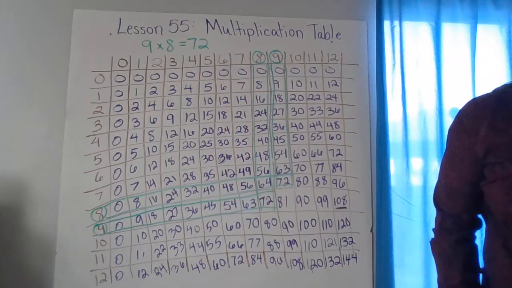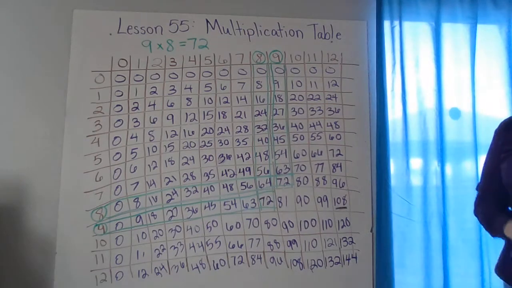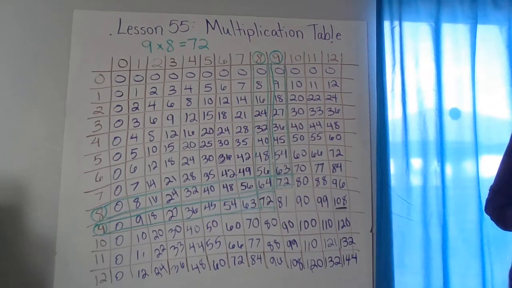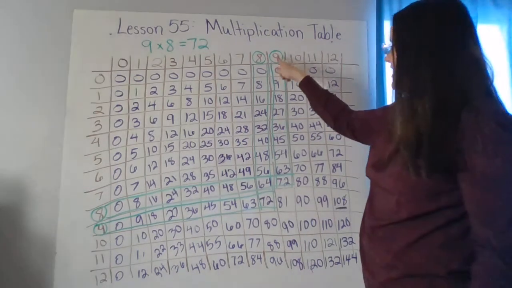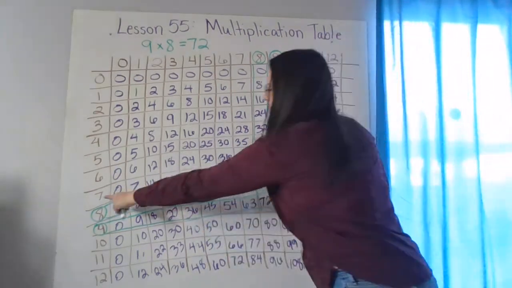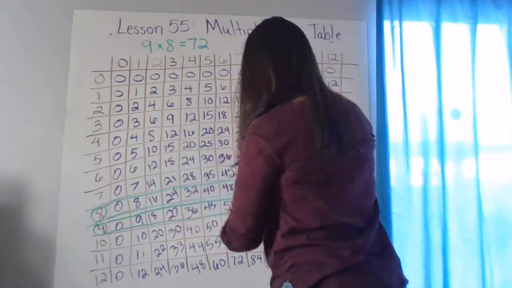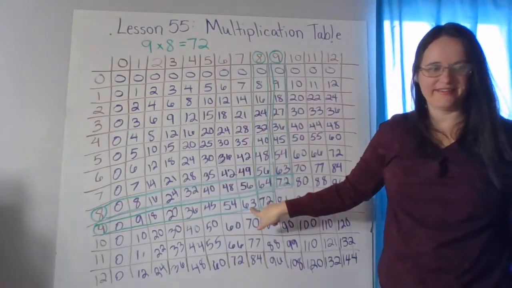Next one, 9 times 7. Did you do this one? No, we did 9 times 8. Riker? 63. So 9 times 7 right here. Or 7 times 9 right there.